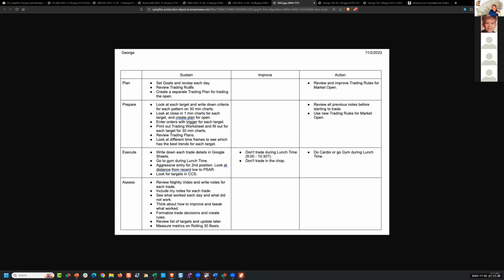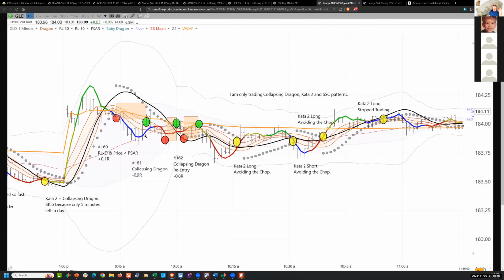George, doing a lot of good things right, and that's positive reinforcement, by the way. And he's doing cardio at lunchtime, and that helps him stay out of the chop. And committing to these rules with accountability is doing good here. Doesn't lose, loses fractions, stays out of the chop. That's good.